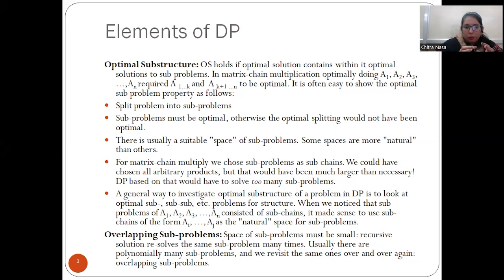The space of the subproblems must be small, and the recursive solution is there, so it will be used in the calculation of the upper level. Each subproblem is dependent on the other, so they are overlapping in nature. Usually they are polynomially many subproblems, and we can revisit the same one over and over again, and that's why the subproblems are overlapping.